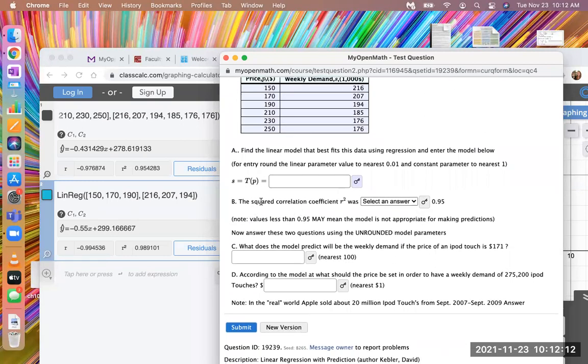Then the squared correlation coefficient, R squared, is it above or below 0.95? So it's actually above, a tiny bit above. So if you just press above here. They say values less than 0.95 may mean the model is not appropriate for making predictions.